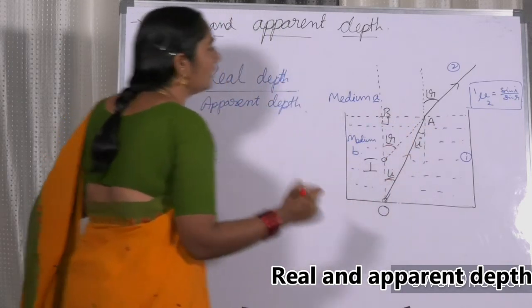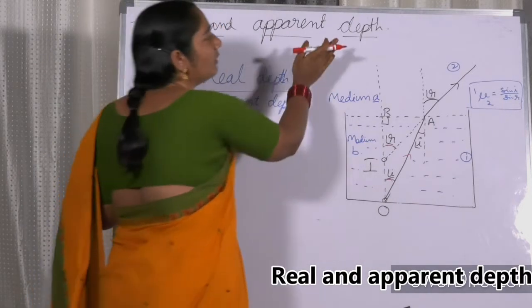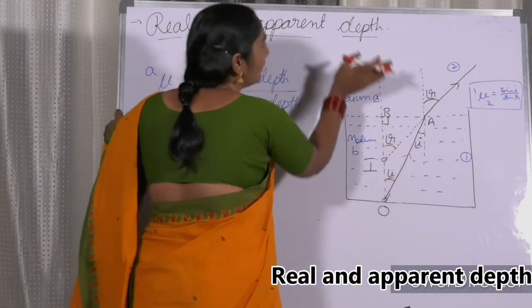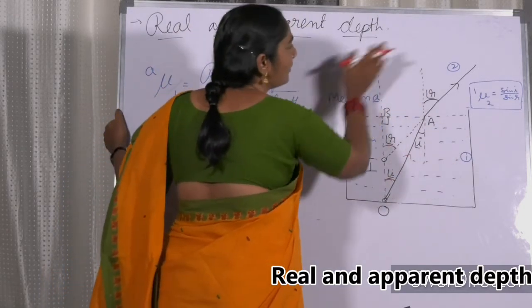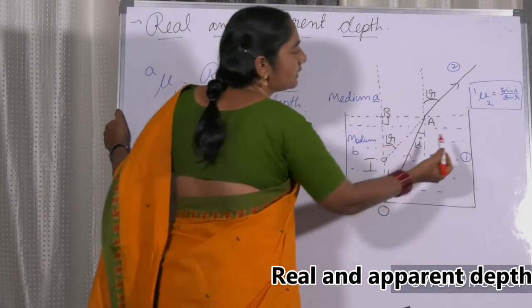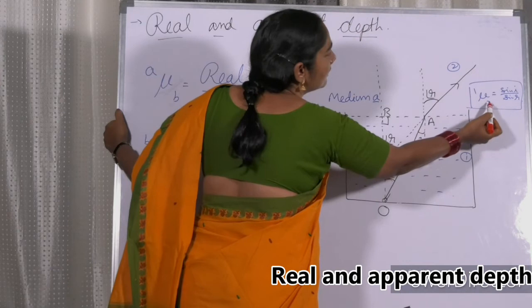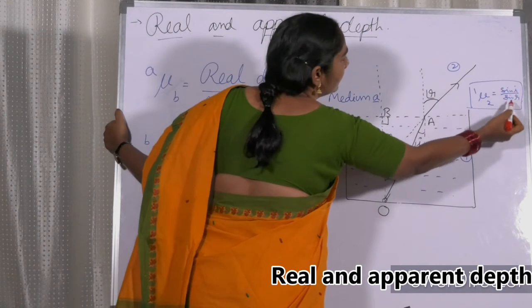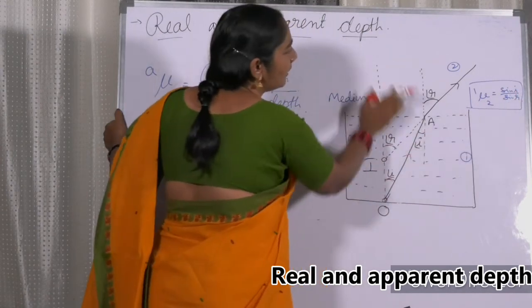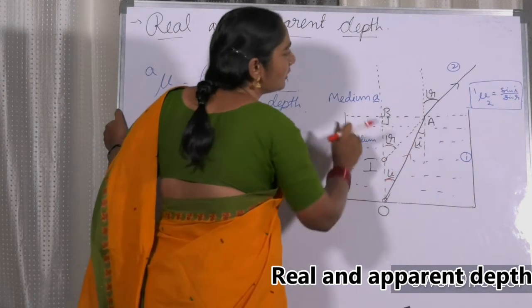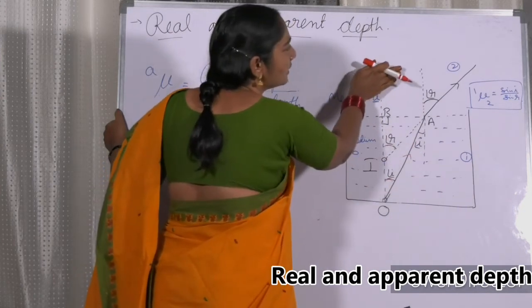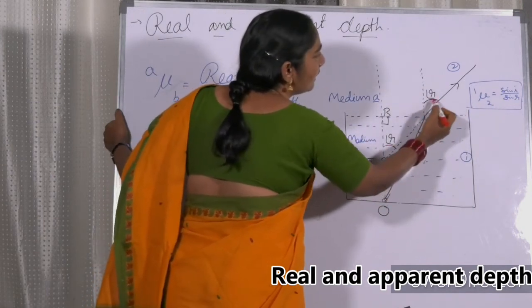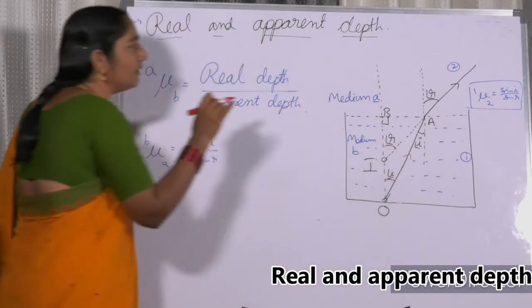Now we already know that in the previous case we were moving from a rarer medium to a denser medium, but in this case we are moving from a denser medium to a rarer medium. So this is the first medium and this is the second medium. According to Snell's law, the refractive index of the second medium with respect to the first medium is equal to sin I by sin R. The light starts from this point, so this is the first medium entering into the second medium. This is the angle of incidence and this is the angle of refraction. I think now you recollected the previous definition.